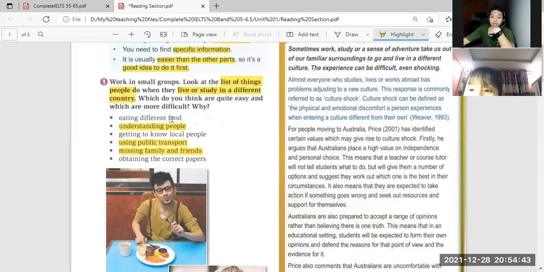Now, can you tell me why eating different food is difficult? Because if you can eat different foods, it is difficult. Okay, because it's difficult to eat different food from different countries. Yes. Okay, can you give me examples of the different food that is difficult?